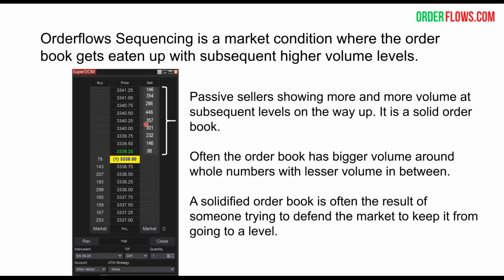They're going to sort of stack the order book to make it look top heavy. Now, the same would be said on the bid side, if someone wanted to support the market. But as you can see here, there's only 78, then 143, then 287, then volume drops down, 183, 299. This is a whole number at 338. Oftentimes at whole numbers, you get more volume. Then small volume here, 165, 158, 167. So this is what I call a solidified order book. It's someone trying to defend the market, in this case preferably to stop it from going higher. Maybe they're trying to defend a price level for whatever reason, I don't know. All I know is they're stacking the order book and making it heavy.